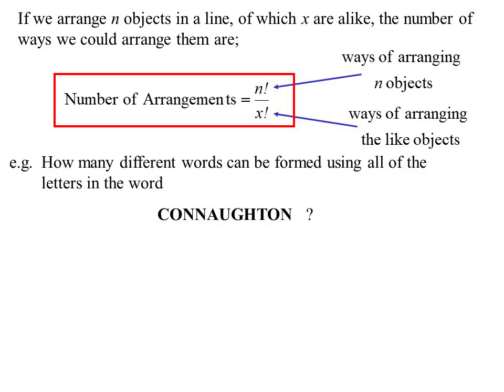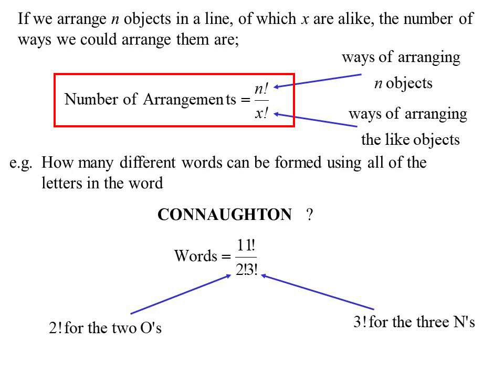They look the same. Connaughton, surname of a student I taught, well, many years ago now, but I liked it because there were lots of different letters in there I could play with. Now, how many different words could we form with this? Well, it'd be 11 factorial, but divided by, I've got 2 O's. I'll divide by the arrangements of those 2 O's, 2 factorial. And I've got 3 N's. So I'll also divide by 3 factorial, the ways I could arrange those 3 N's. And I end up with a lot of possibilities there.